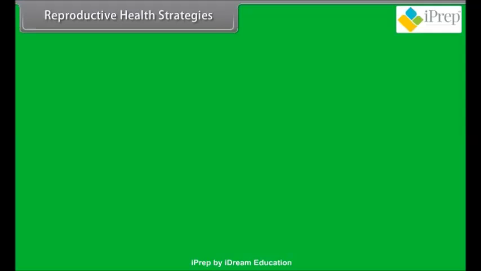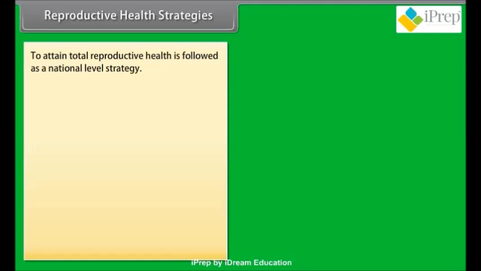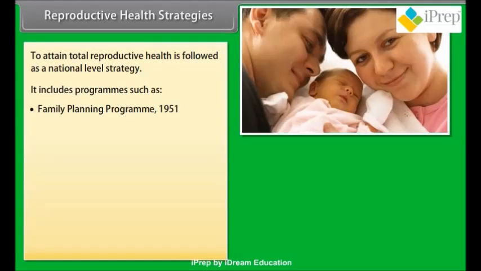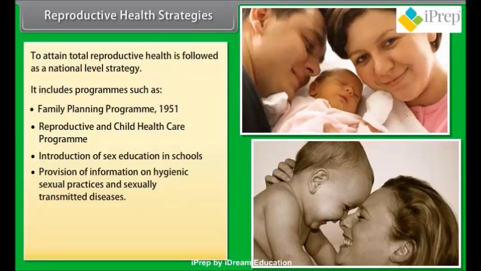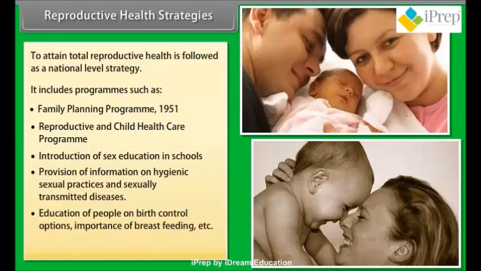Reproductive health strategies. To attain total reproductive health, the following are followed as national level strategies. It includes programs such as Family Planning Program 1951, Reproductive and Child Health Care Program, Introduction of Sex Education in Schools, Provision of Information on Hygienic Sexual Practices and Sexually Transmitted Diseases, Education of people on birth control options, importance of breastfeeding, etc. Statutory ban on amniocentesis.